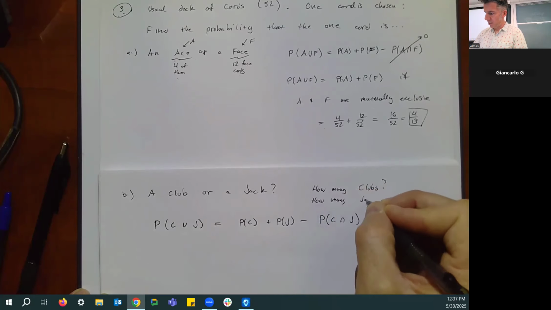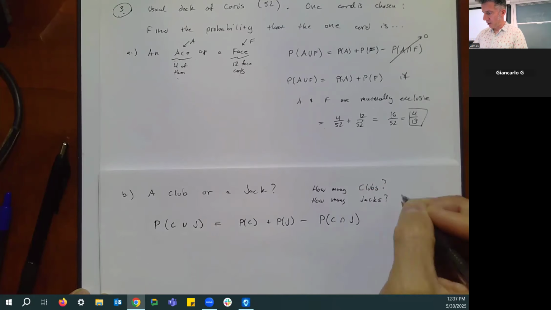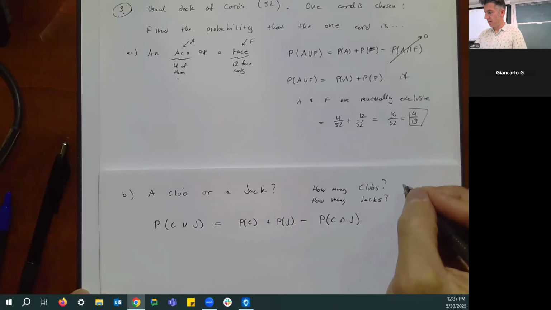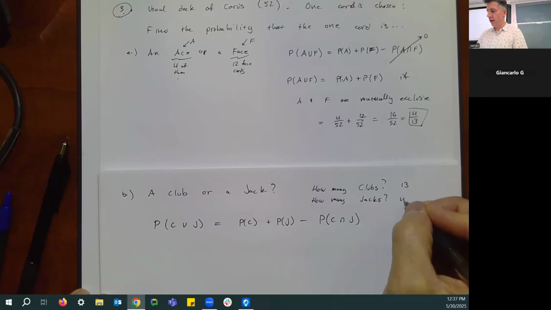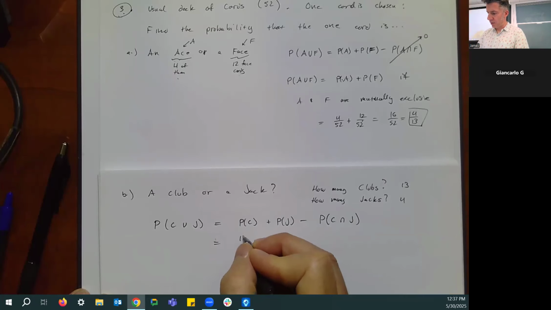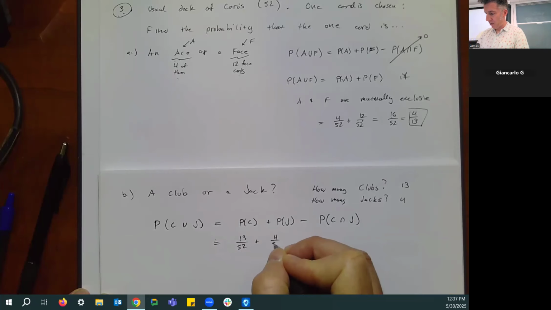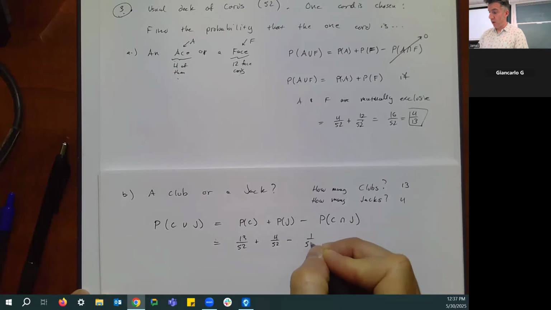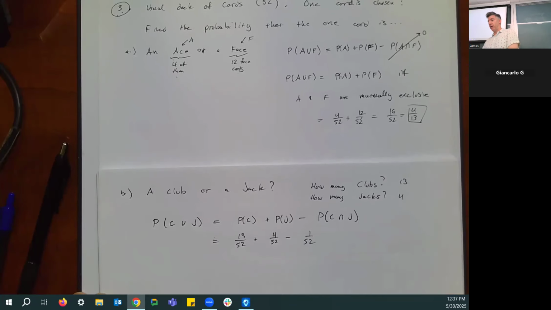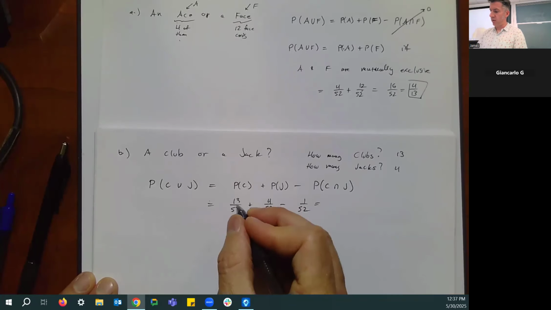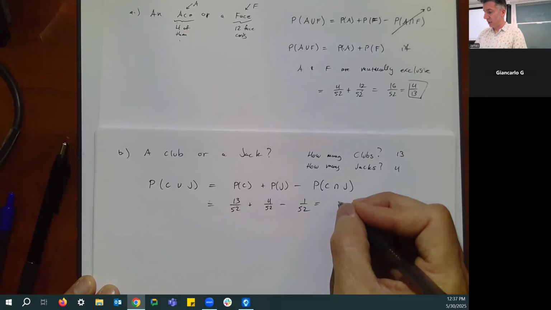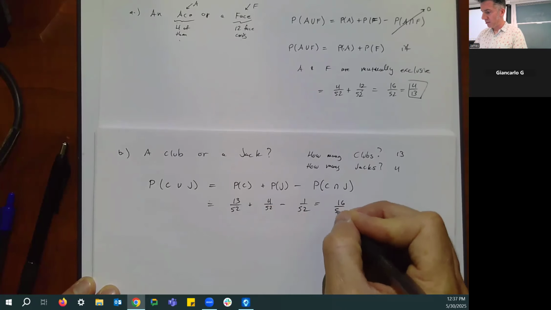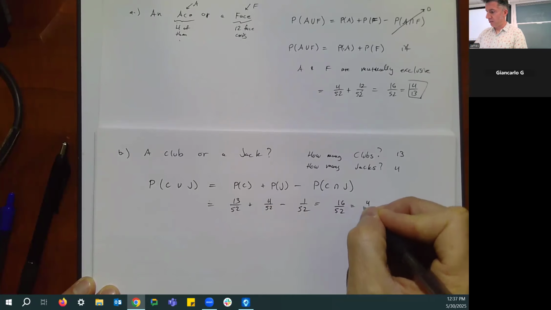All right. How many clubs are in this deck of cards? Right. How many jacks? Right. So the probability of a club is 13 out of 52. The probability of a jack is 4 out of 52. The probability of a club and a jack is 1 out of 52. There's one card, the jack of clubs, that is a jack and a club. And so that's going to be 13 plus 4 minus 1, so 16 out of 52, which is equal to 4 out of 13.